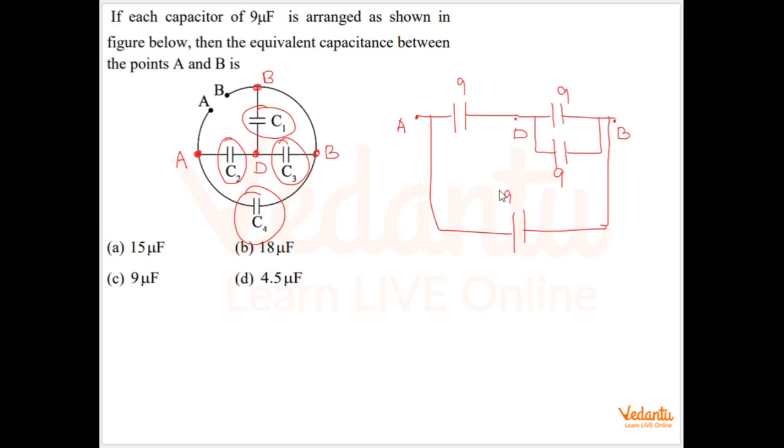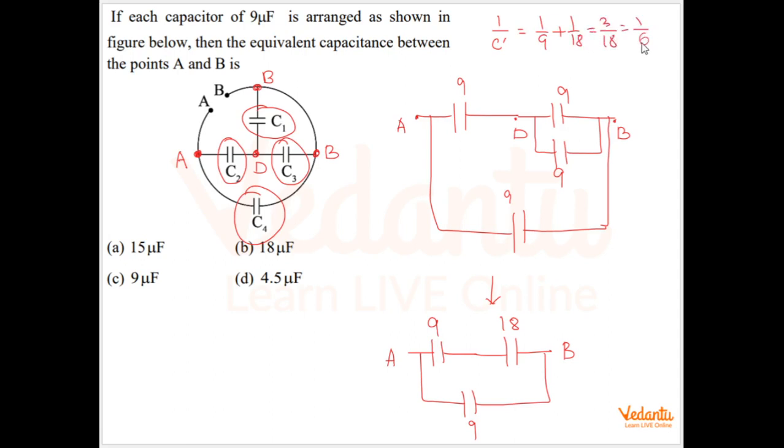Now we just need to simplify this. First of all, this 9 and 9 are in parallel, they will become 18. So I will have a 9 here, 18 here, and 9 in parallel. This 9 and 18 are in series and they will become 6. I hope you guys will do all the small calculations. It will be 1 by 9 plus 1 by 18, that will be 3 by 18, that will be 1 by 6. So overall it will become 6. Please do the small calculations on your own. This will be 6 and this will be 9.